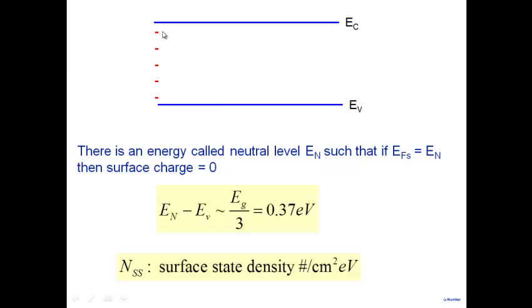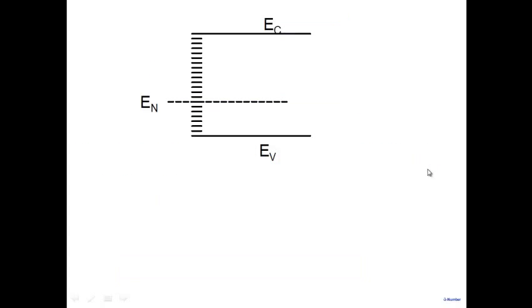The point is that there are a lot of surface states at the surface here, and they can be charged, positively charged, negatively charged. If my Fermi energy happens to be at the neutral level, then my surface is charge free. What does it mean? That the donor states and acceptor states, their charges, positive and negatively charged, balance out, and overall my surface is neutral. Okay, so that's the definition of neutral level here.